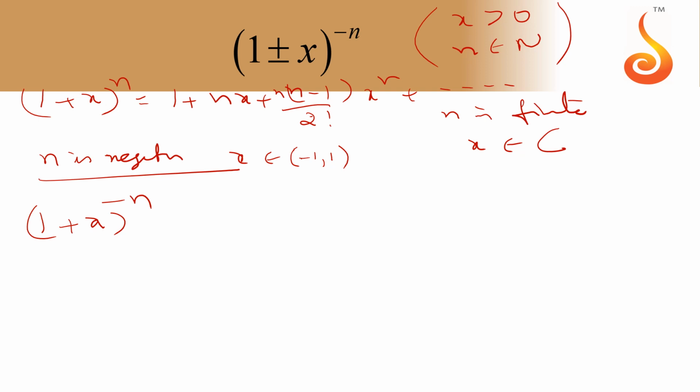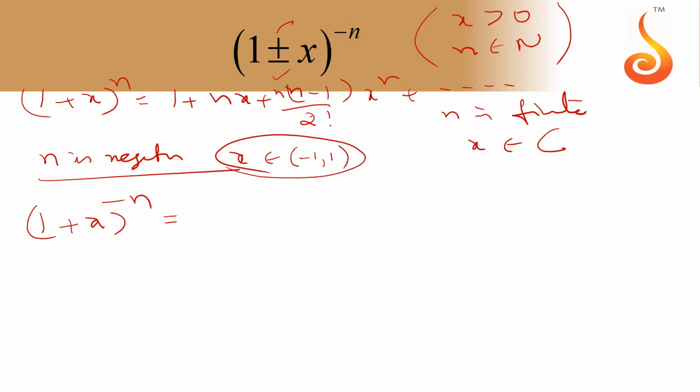So n is a natural number, which means this minus sign is a negative power, because I kept the condition that n is a natural number and I took x as positive. That's why I am discussing both plus and minus. So x is positive. What is the formula for this? It will have an infinite expansion and x will have a condition: it will be between -1 and 1.